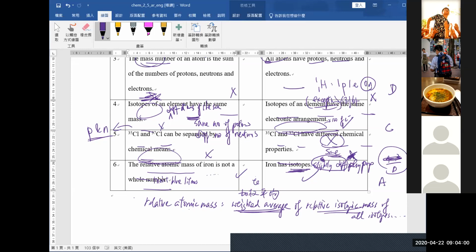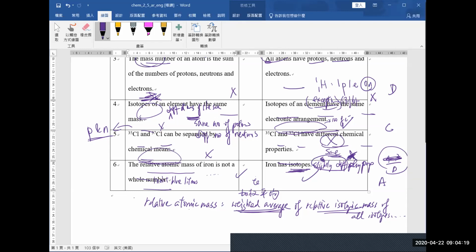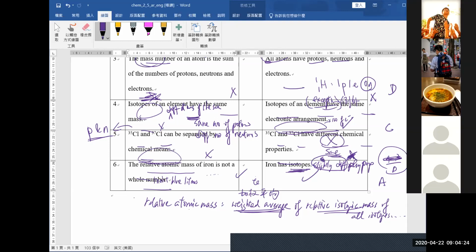Without isotopes, without any isotopes, what will happen? Of course, we have just one type of atom representing that element. So whenever you pick, they have the same mass. So of course, if you present it as a relative atomic mass, it is a whole number. Do you understand? Better? Or still confused?